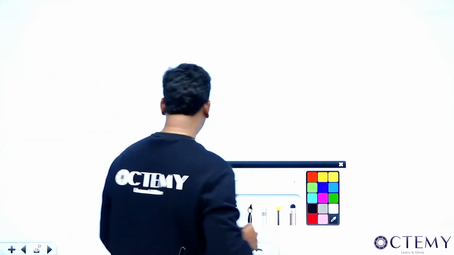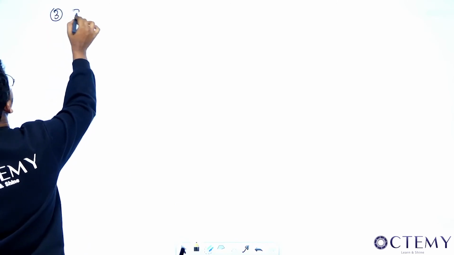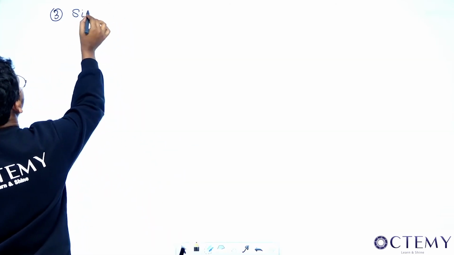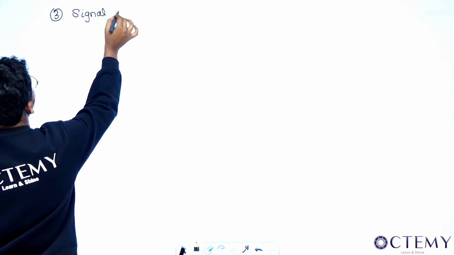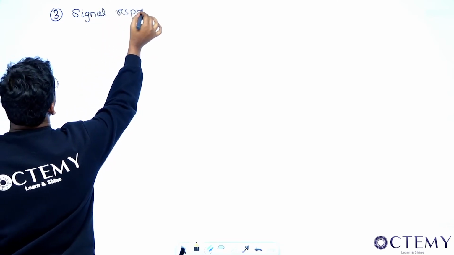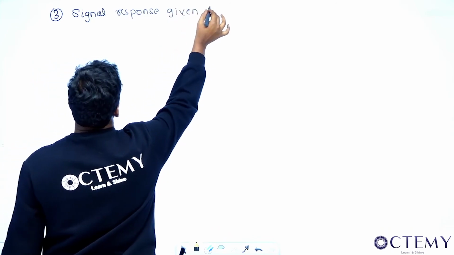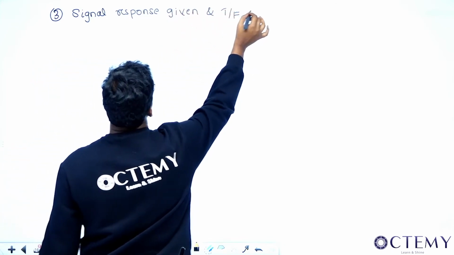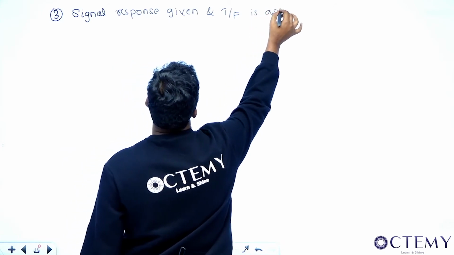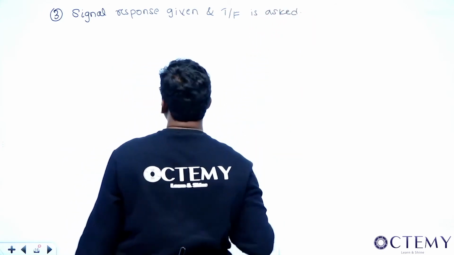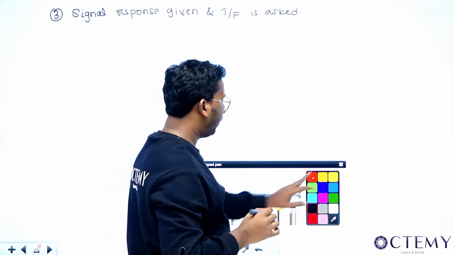Now let us look at the third point. The third point is what, sir? In the third point, you will see that a signal response will be given. Third point is signal response given and transfer function is asked. Right? So see, sir, what can we write regarding this?